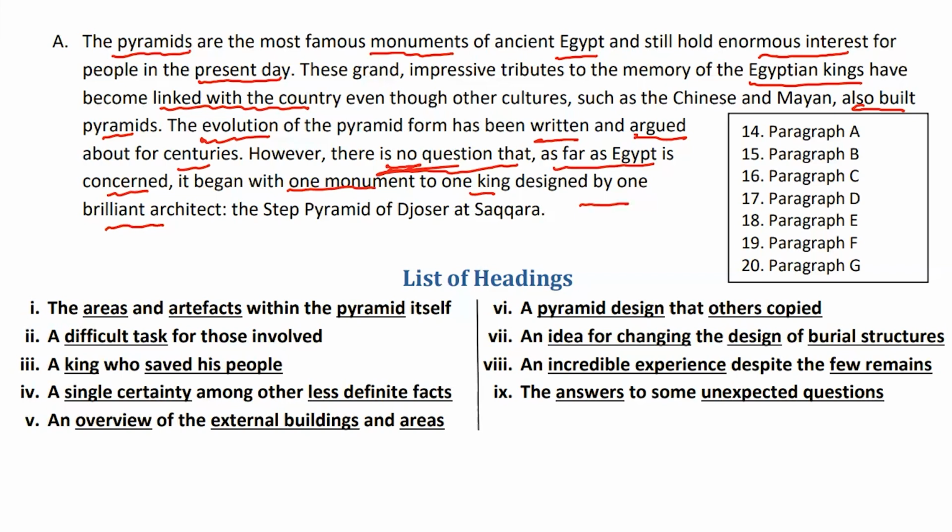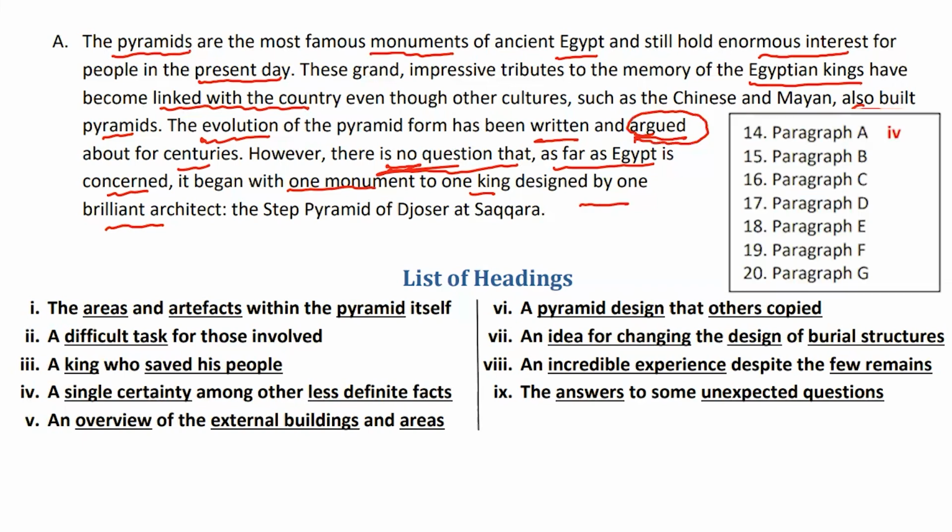So they are saying there is no question as far as Egypt is concerned. This means it is certain. And why among other less definite facts? Because the evolution of the pyramid form has been written and argued. So for other cultures, it has been argued. But in Egypt's case, it is certain. So the answer has to be 4.